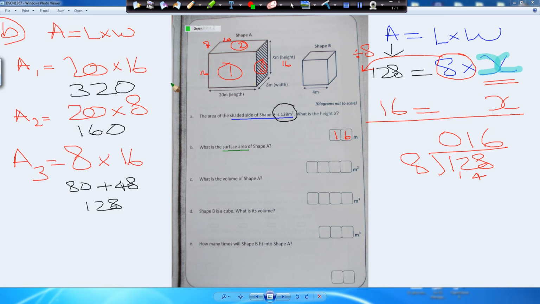So let's have a look at what numbers we are now dealing with. Let's change color to a green, for example. The total surface area is going to be equal to which values? 320, add 160, add 128, and then what do we do? Double them. So we're going to do 2 times by 320, add 160, add 128. That's how we can set it out.